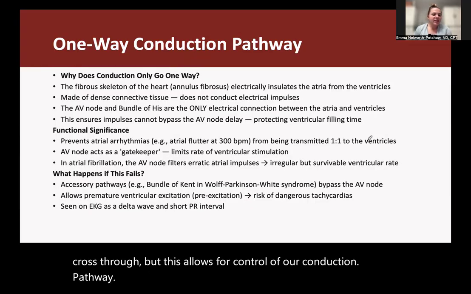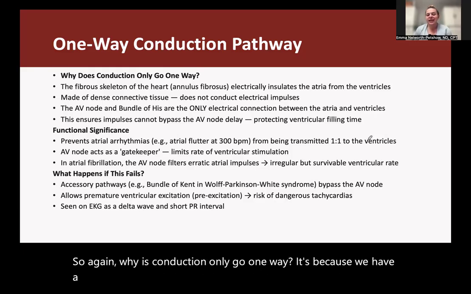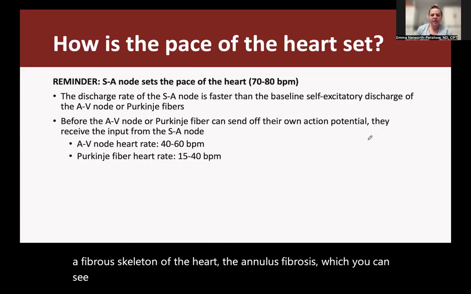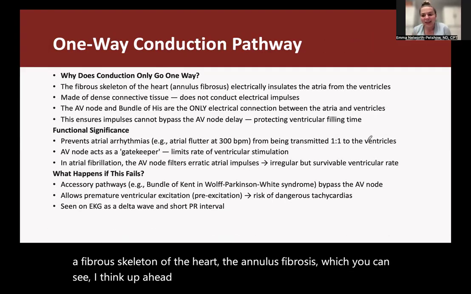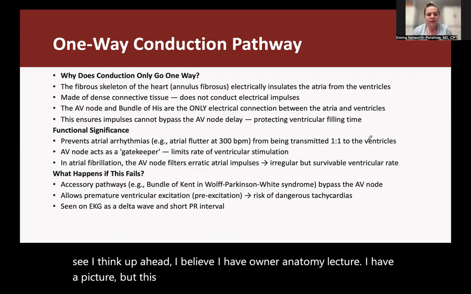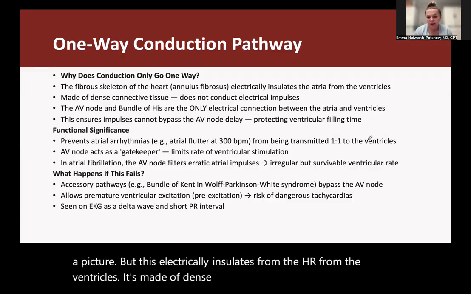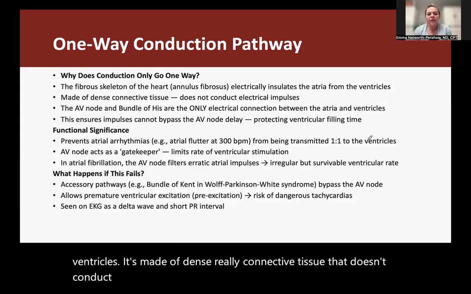So again, why does conduction only go one way? It's because we have a fibrous skeleton of the heart, the annulus fibrosus, which you can see, I think, up ahead. I believe I have a picture in our anatomy lecture. But this electrically insulates the atria from the ventricles. It's made of dense connective tissue that doesn't conduct electrical impulses. And therefore, the AV node and bundle of His are the only way through.